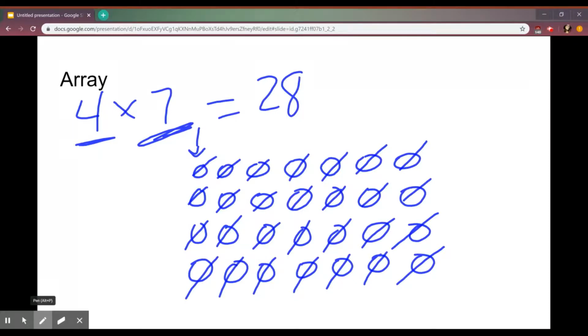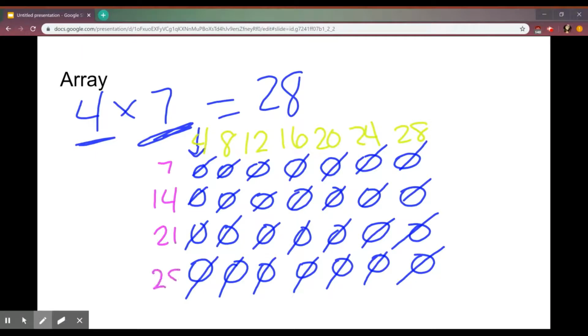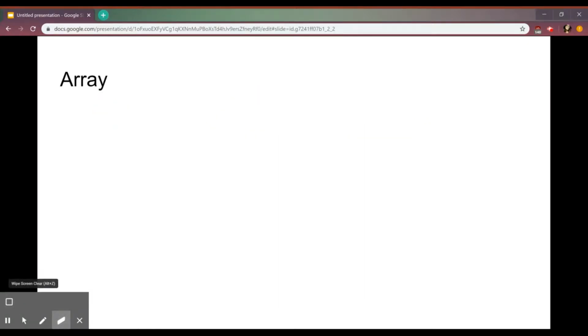Or you can skip count by 4s or skip count by 7s. So if we counted by 4s, let me change colors, we would have 4, 8, 12, 16, 20, 24, 28. And if we were to skip count by 7s, we would have had 7, 14, 21, 28. So see, all these different ways you can do this and you get the same answer. So whatever strategy works best for you.